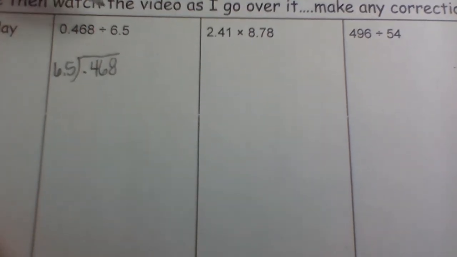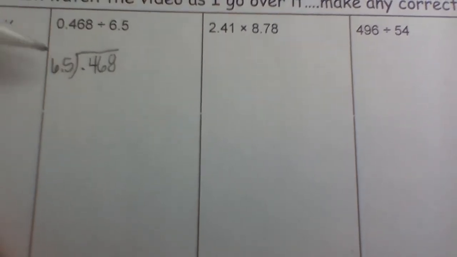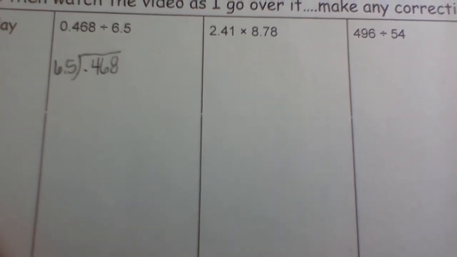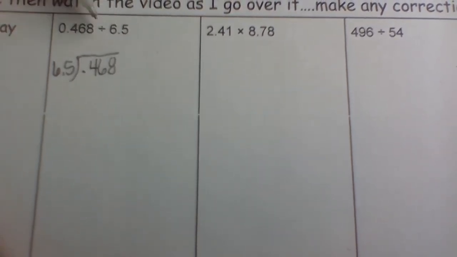468 thousandths divided by 6 and 5/10. So remember, this first number is what goes under the bar, and this number here is where we're going to look about the decimal, because remember, the only time I'm really going to move the decimal is if there's a decimal in this one. So I know we've talked about this in class.